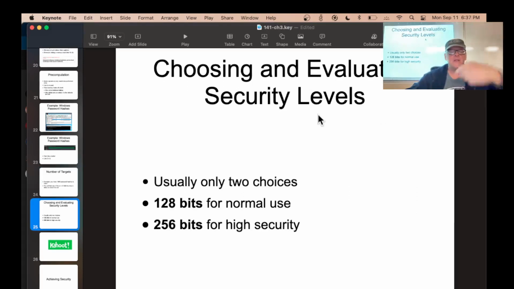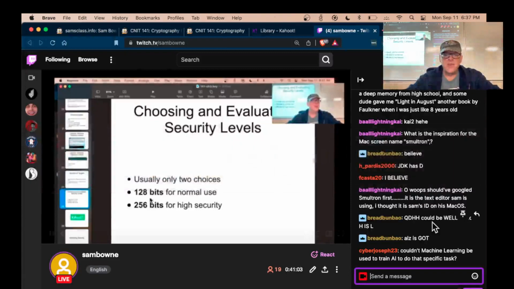All right, and so there's usually only two choices in practice. 128 bits of security is enough for normal use, 256 bits for high security. That's about all it's worth using. Anything less than that is not safe, and 128 is good enough for most purposes, and 256 if you're the military or otherwise paranoid. That gives you a reasonable security margin. That's the levels of security that people use in practice. So let's take a look at it.